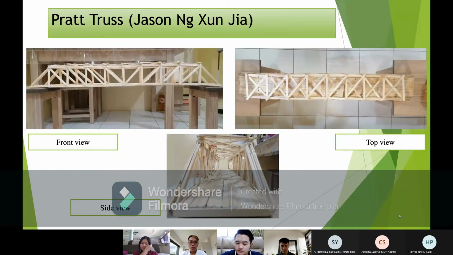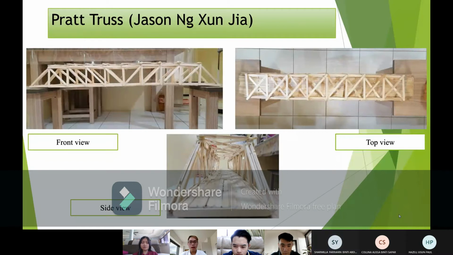The type of truss that I built is the Pratt truss. The dimension of my Pratt truss is 1.04 meter in length, 0.12 meter for the height, and 0.15 meter for the width. Based on the concept of the Pratt truss, the vertical members are in compression, while the diagonal members are in tension. As we all know, steel is good in tension. This produces a more efficient design since the steel in diagonal members can be reduced.